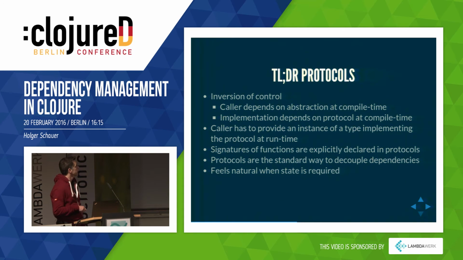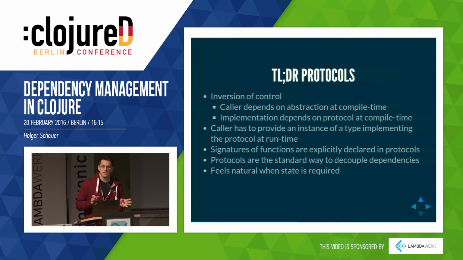Summarizing what protocols provide us, again, is inversion of control. The caller only depends on the abstraction at compile time. And the implementation in terms of the record will depend on the protocol also only at compile time, and also at runtime. And we saw that the caller has to provide an instance of a type implementing the protocol at runtime. What we also saw is that the signatures of the functions are quite explicitly declared in the protocols.